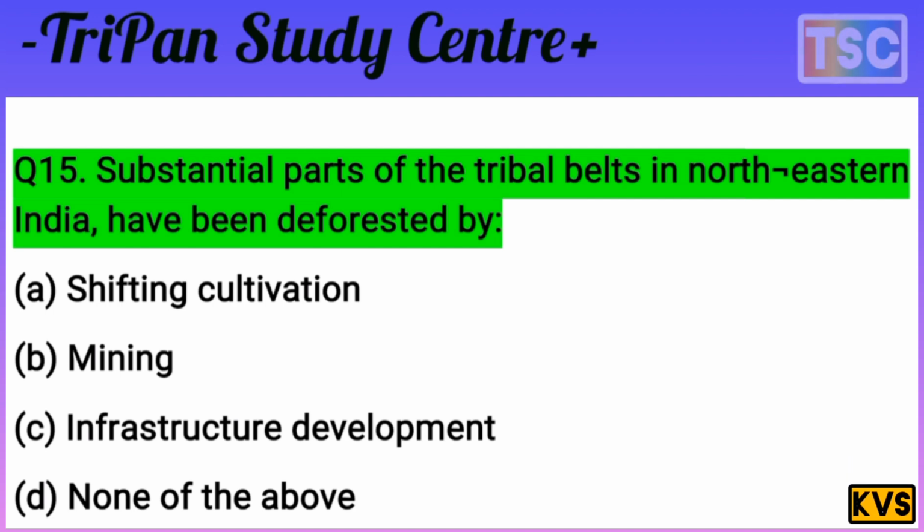You must have thought of your answer. Let's see what is our answer to this question. The question: the stable part of the Terai belt in northeastern India has been deforested by. That's an important question here. Deforestation by mining, nothing. Infrastructure development is not applicable. None of the others, nothing applicable. The stable part of the Terai belt in northeastern India has been deforested by shifting cultivation. The answer is shifting cultivation. Your answer is A, shifting cultivation. That's great.